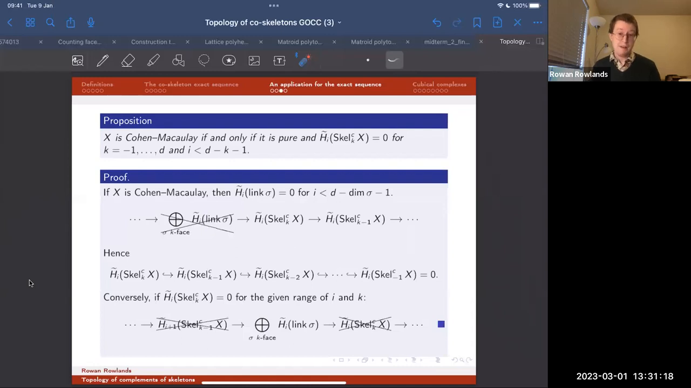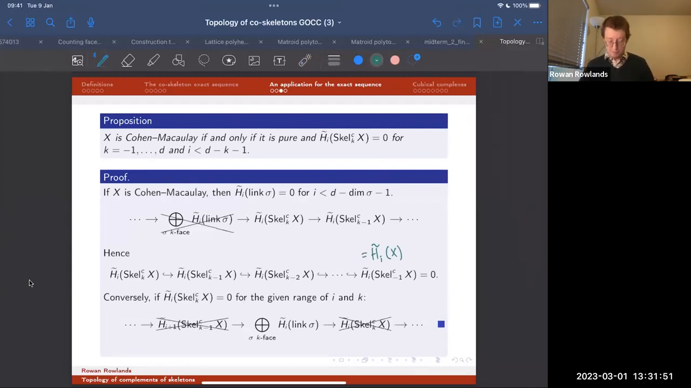If you consider varying values of k, we get this chain of injections from the kth co-skeleton to the (k-1)th, to the (k-2)nd co-skeleton, and so on until you get to the (-1)th co-skeleton of X. We noticed on a couple of slides ago that the (-1)th co-skeleton of any space is just topologically equal to that space. So this term here is just the ith homology of X.